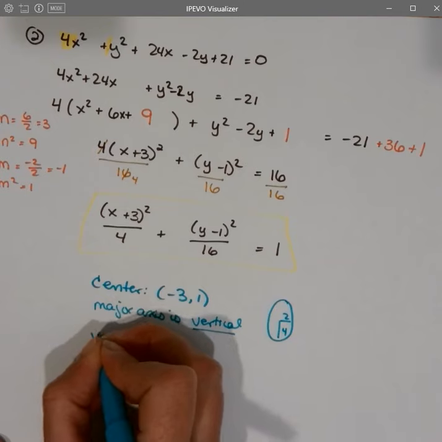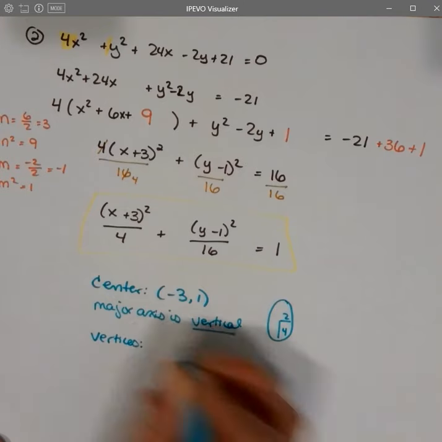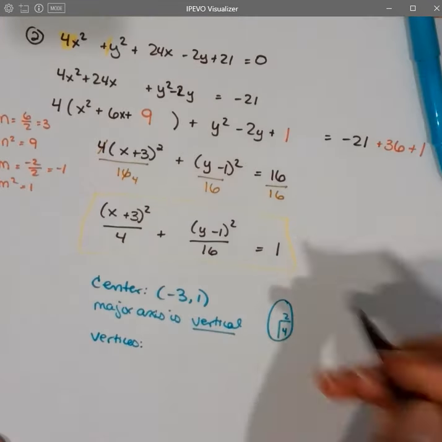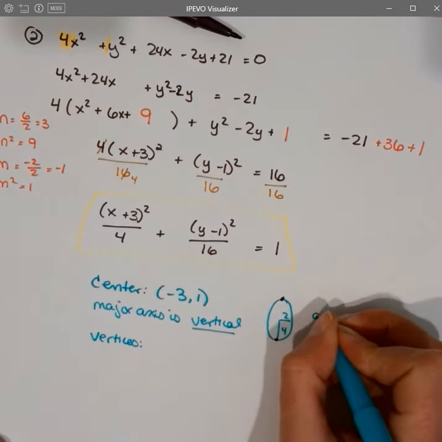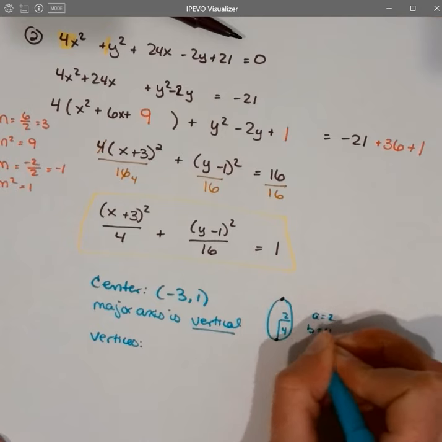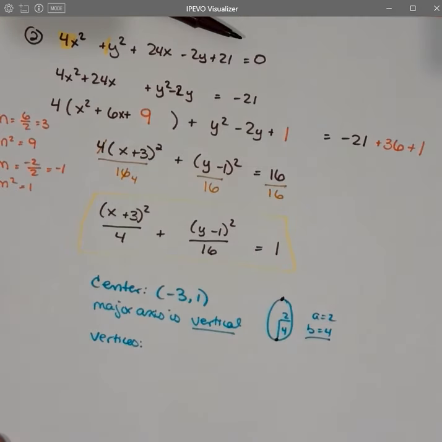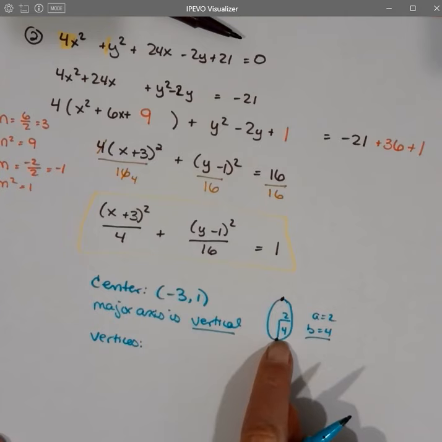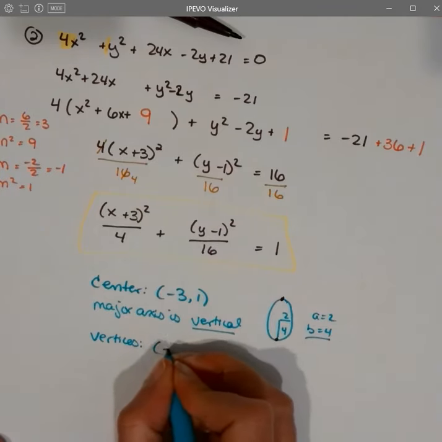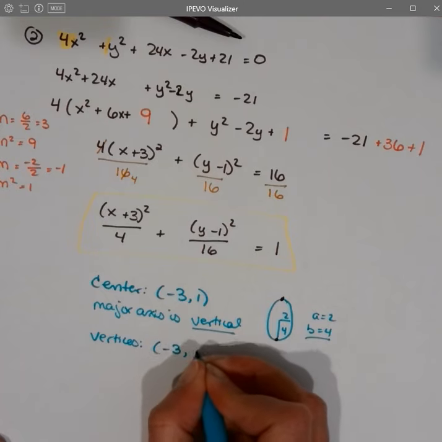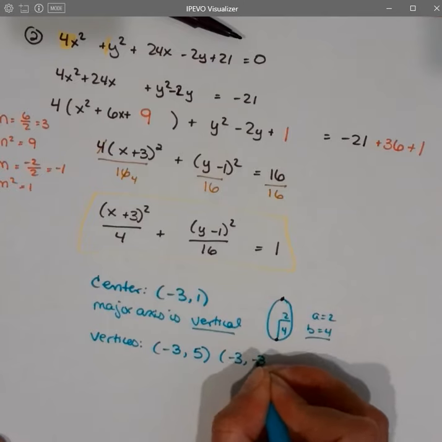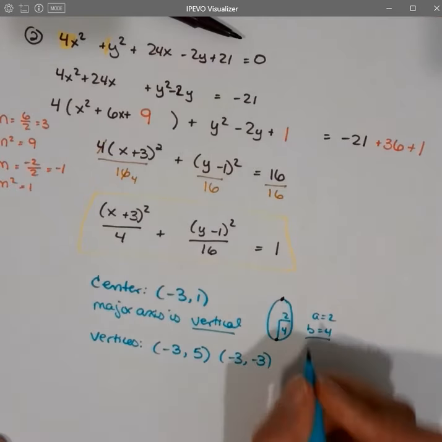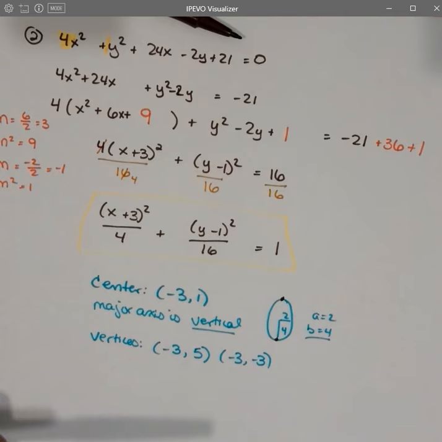The vertices are going to be along the major axis 4 away. Our A value is 2, our B value is 4, and that's the bigger one, so our vertices are along the major axis. They're 4 away in the y value from the center, so I'm going to add 4 and subtract 4. They are going to be at negative 3, comma 5, 1 plus 4, and at negative 3, comma negative 3, 1 minus 4. Okay, so that's what I got.